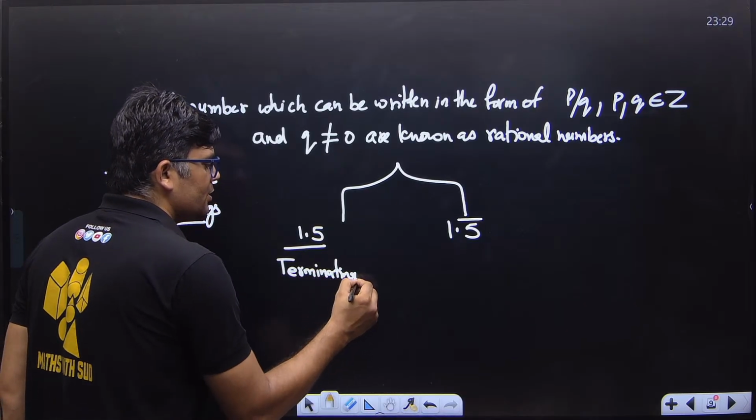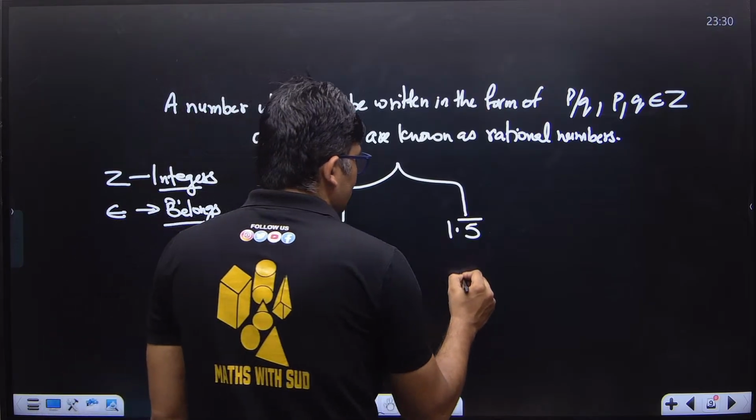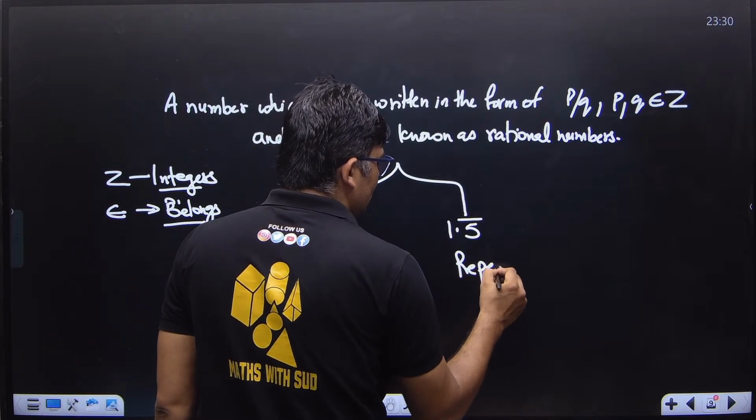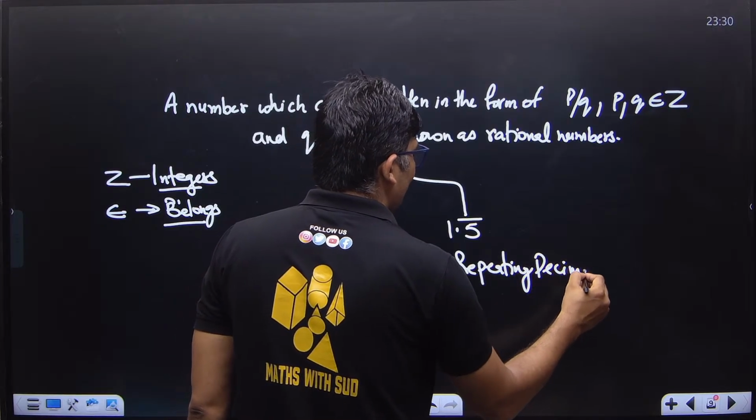This is known as terminating decimal. This is known as repeating decimal. The decimal keeps on repeating. It is coming 5, 5, 5, 5, 5.